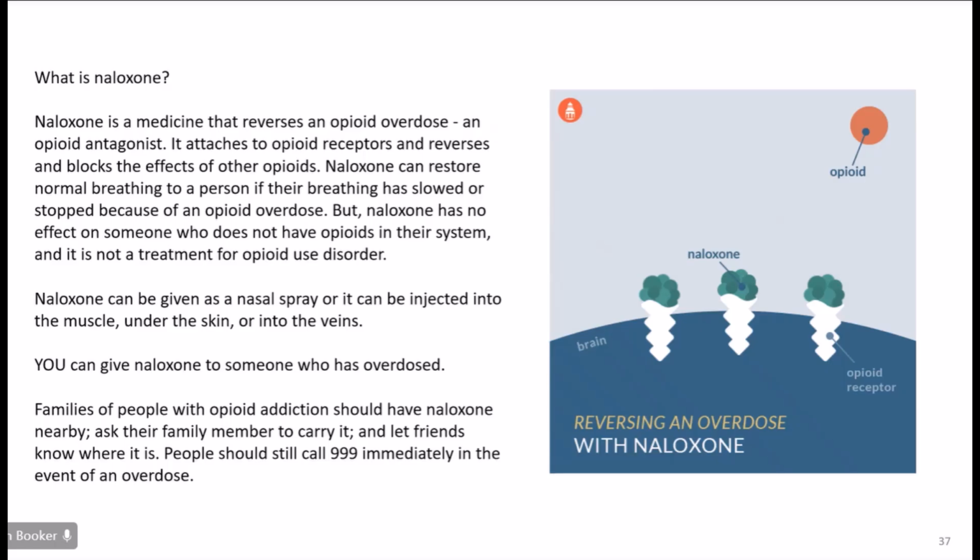What is naloxone? Well, it's medicine that reverses an opioid overdose, an opioid antagonist. It attaches to opioid receptors and reverses and blocks the effects of other opioids. Naloxone can restore normal breathing to a person if their breathing has slowed or stopped because of an opioid overdose. But naloxone has no effect on somebody who does not have opioids in their system, and it is not a treatment for opioid use disorder.